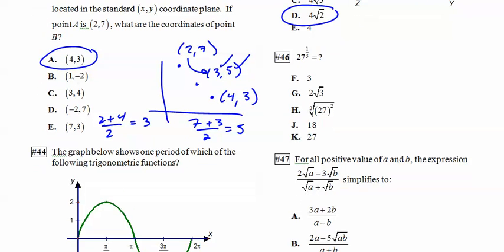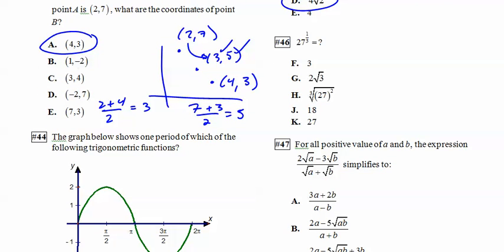27 to the 1/3. You can just do that in your calculator, but I happen to know it means what times what times what times the same thing as 27, in this case 3.